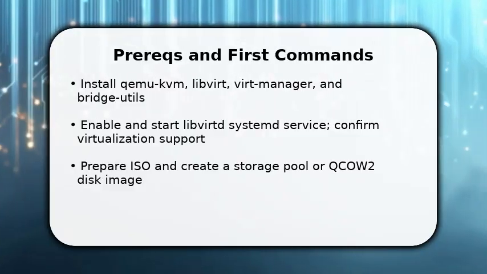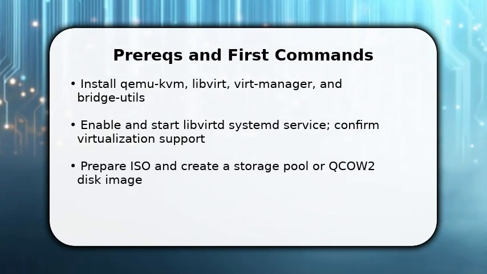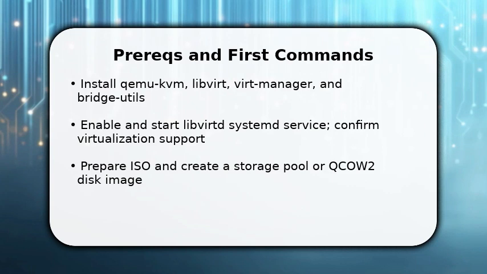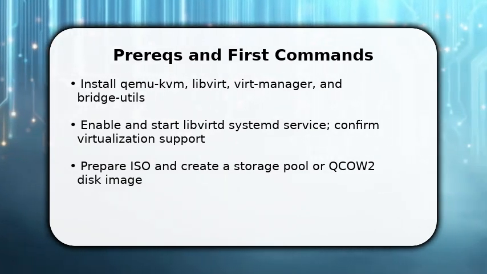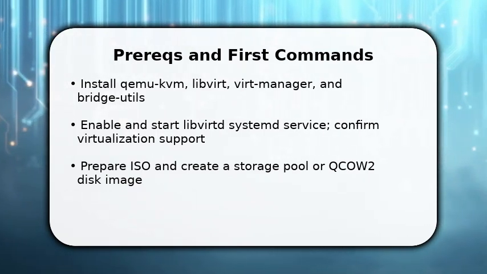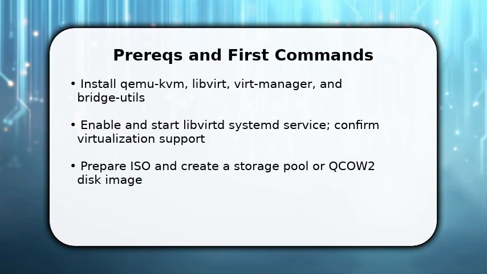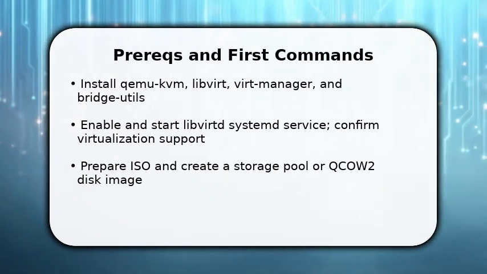You start by installing KVM, libvirt, Virt Manager, and ensuring your CPU supports virtualization. This gives you the infrastructure. Once done, enable and start libvirt so the daemon manages VMs. Next, create a storage pool or QCOW2 disk with KVM and make an ISO available. This supplies the VM image.